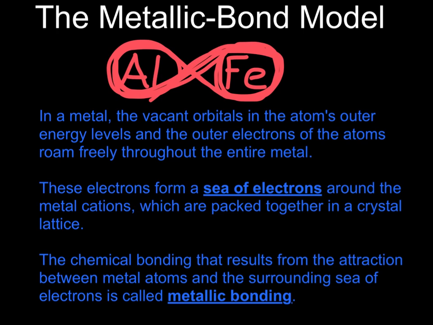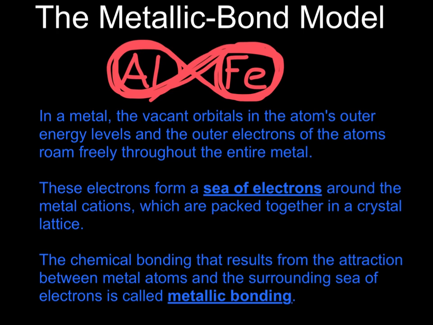Okay, and when they do that, we call this a sea of electrons. That's what it's called, sea of electrons. So these electrons form this sea of electrons around the metal cations. Because the electrons have broken off, what's left for the metal is a positively charged ion or a cation. So these metal cations are packed together in a crystal lattice, and the electrons are free to roam around.